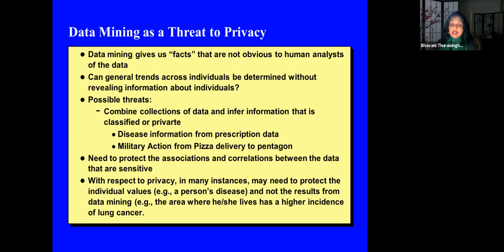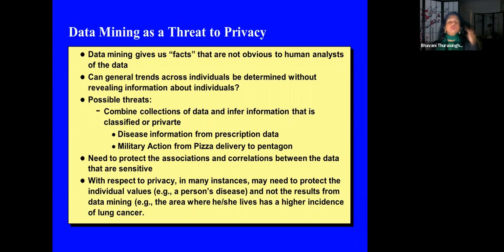One is to combine collections of data and infer information that is classified or private. That is typically the inference problem. We also call it the privacy problem. For example, disease information from prescription data. And apparently during Desert Storm, I don't know whether this was true or not, there was military action inferred from pizza delivery to the Pentagon. Then you know that something is going to happen. So in some cases, you need to protect the associations and correlations between the data, and these correlations are sensitive.